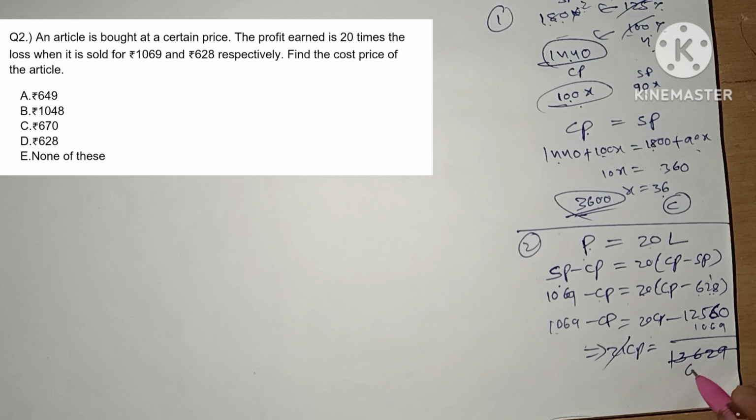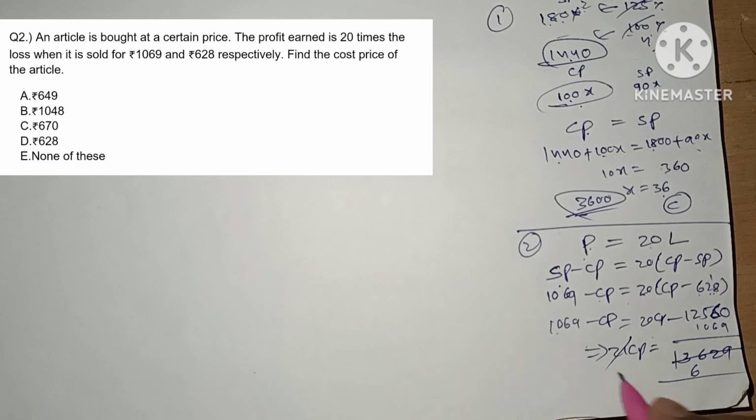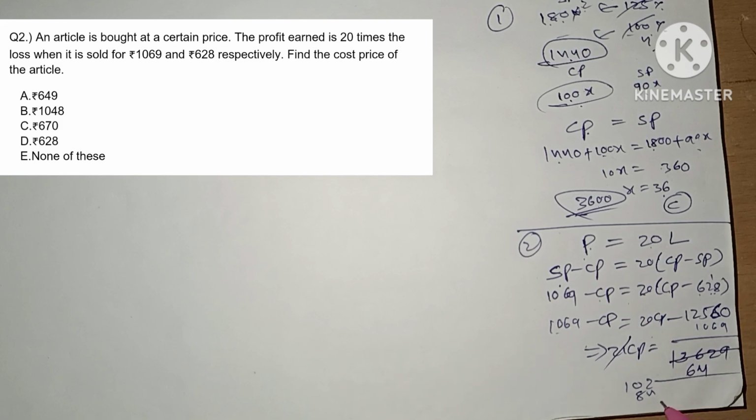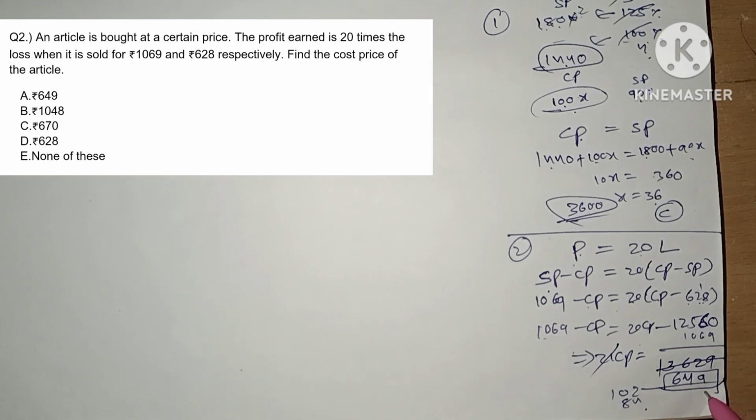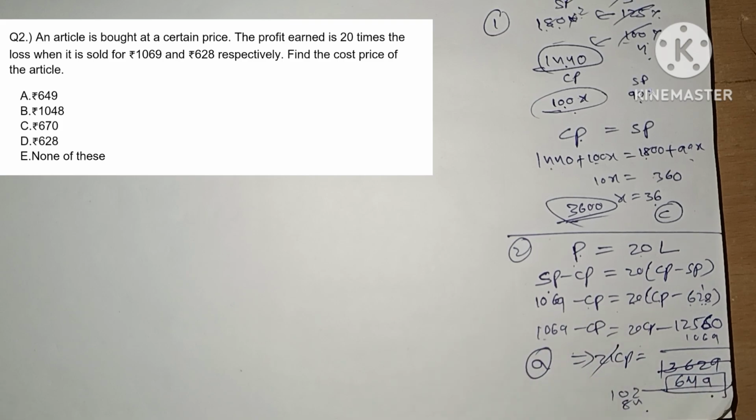21 6 times will be 126. So we are left with 10 and 2. 4 times will be 84. Left with 189. So 21 into 9 times will be 189. So we get 649 as our answer. So option A is the answer for the second question.